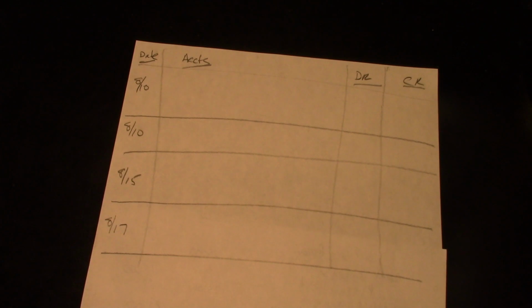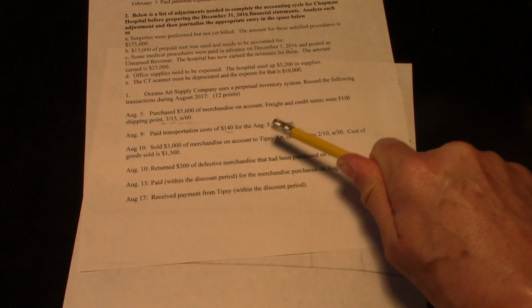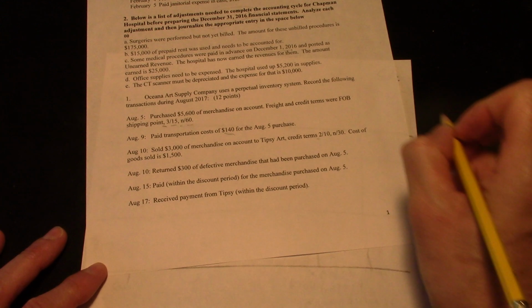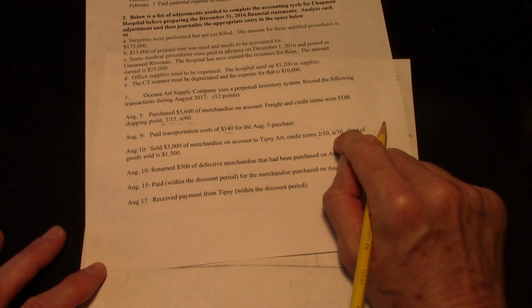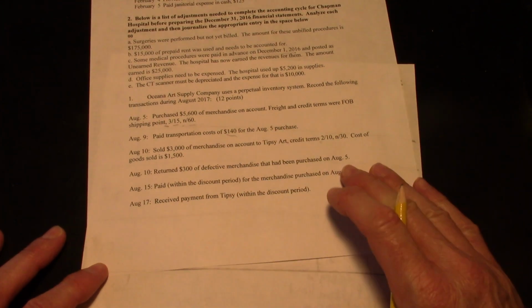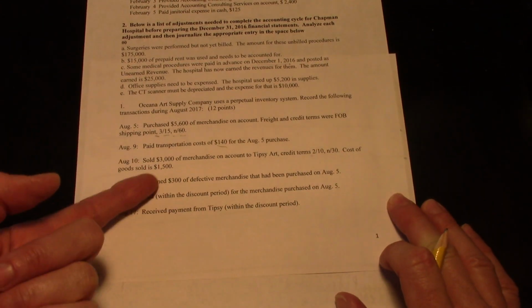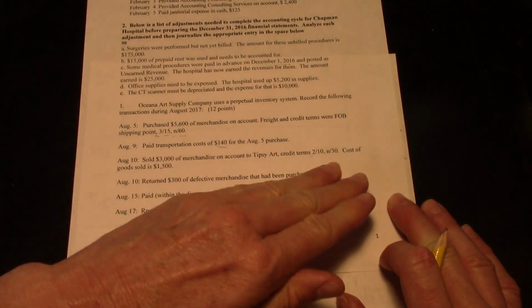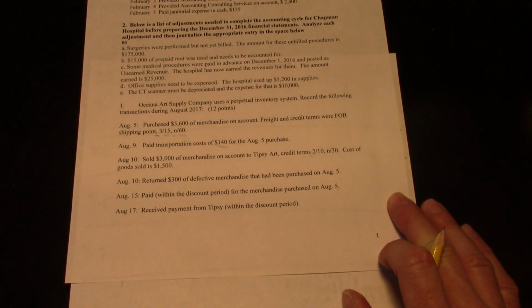Alright. What's happening next? Sold $3,000 of merchandise on account to Tipsy Art. Credit terms 2/10, net 30, so 2% if they pay within 10 days. Net in 30. Cost of goods sold is $1,500. So the thing to remember about a sale, first of all, if there's credit terms, you assume they take it. So we're going to net out that 2% out of our sales revenue.